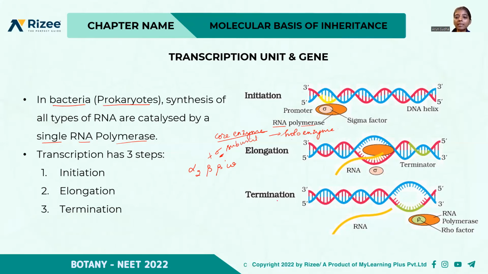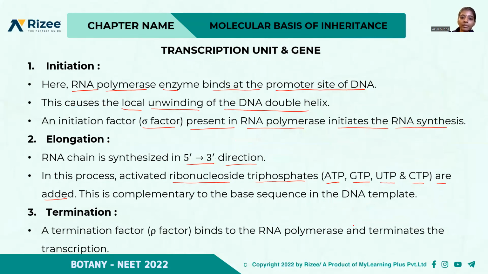Then next is termination. How is the termination happening? That involves another factor called the Rho factor. Okay, RNA polymerase with Rho factor causes the termination, and the synthesized RNA is released. The termination factor, or Rho factor, binds to the RNA polymerase and terminates the transcription. So these are the different steps involved in transcription. Okay, initiation, elongation, and termination. Okay, clear?